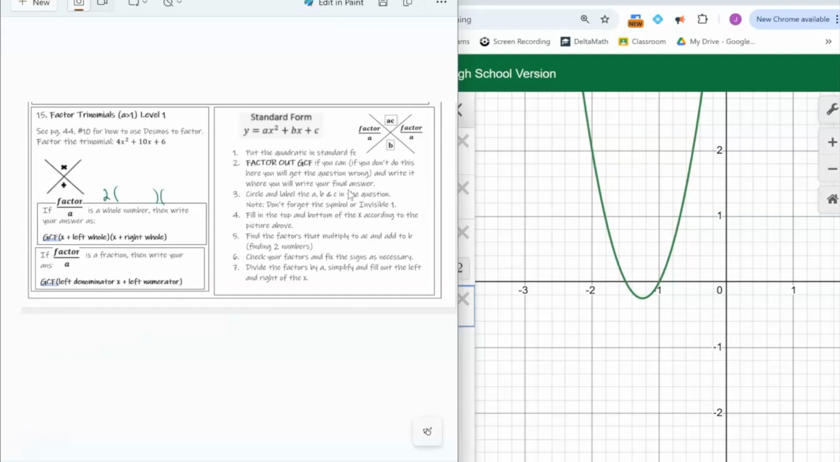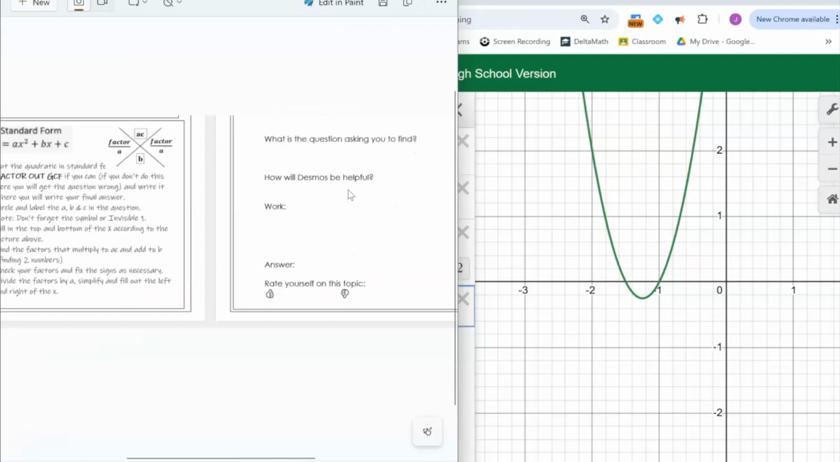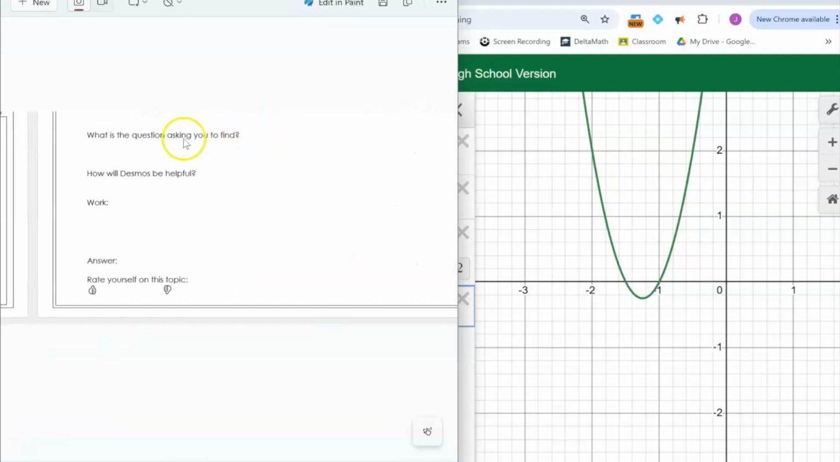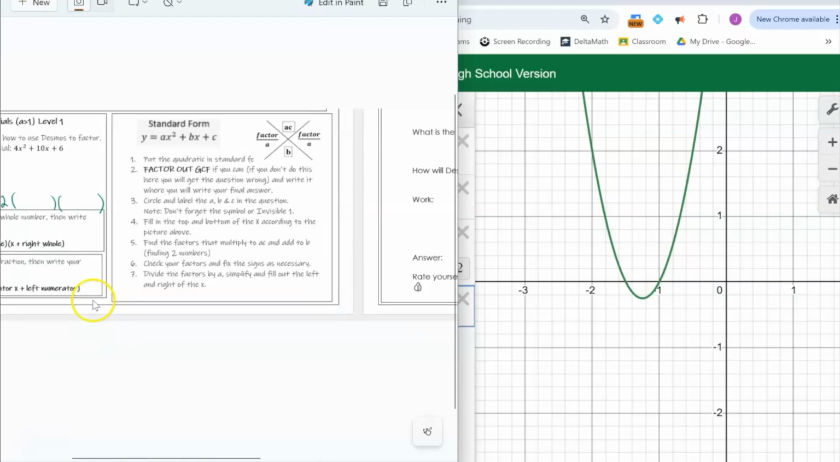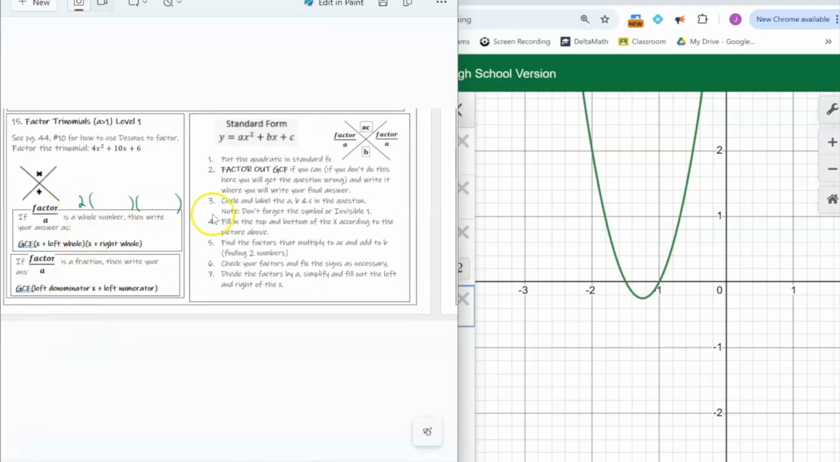And you could write it over here as well. You know, what's the question asking you to find? It does help to work your answer and rate yourself. Okay, so boom. I put it right there. I can forget about it.